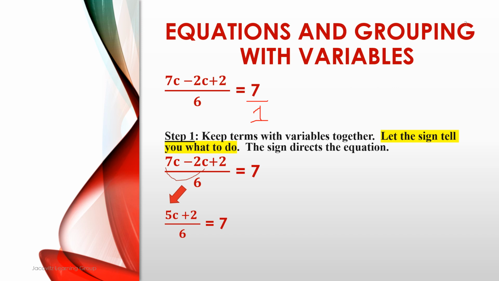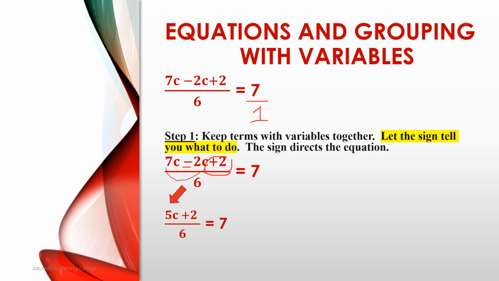And along the way, I can show you how to do that. But right now, we're going to do it the easiest way, the way that saves you time when you see these problems on tests that have equations. So keep terms with variables together. Let the sign tell you what to do. Sign directs the equation. This says plus 2, so you know you've got to add a positive 2 somewhere. This says to subtract, so you've got to subtract.